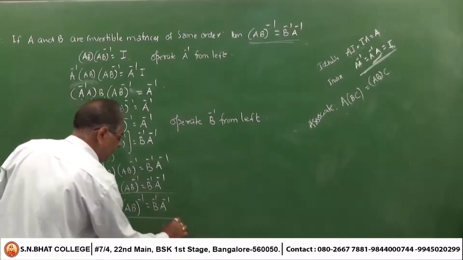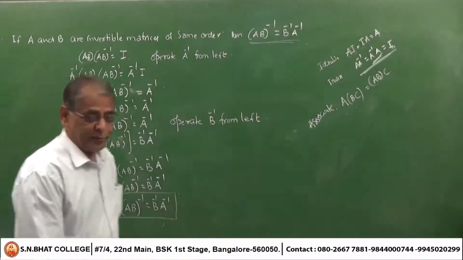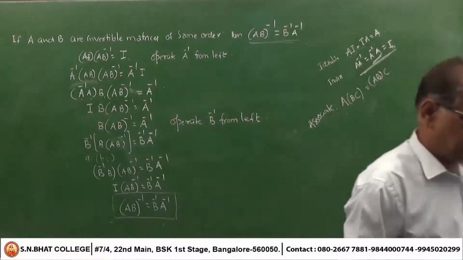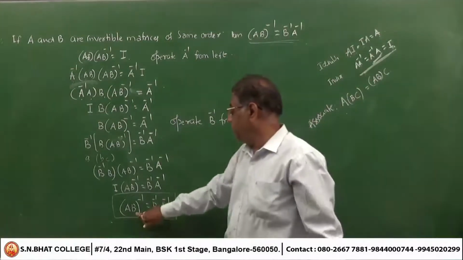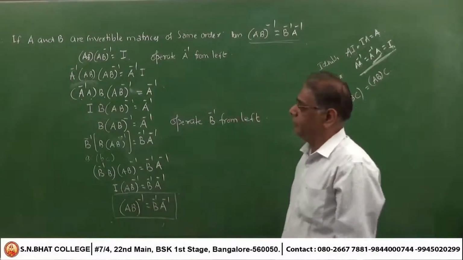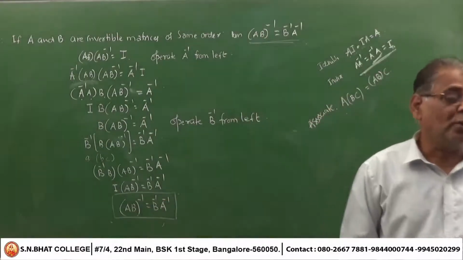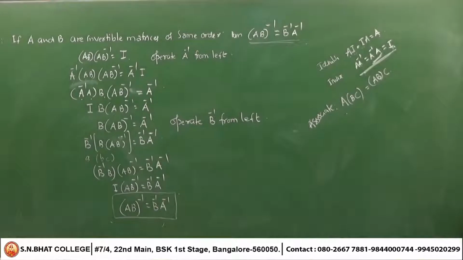This is one of the important results. Using this result, we are going to do so many problems. Therefore, AB whole inverse is B inverse A inverse. This is a 3 marks question. So many times this question has appeared in the examination for 3 marks. Take a problem based on this theorem.